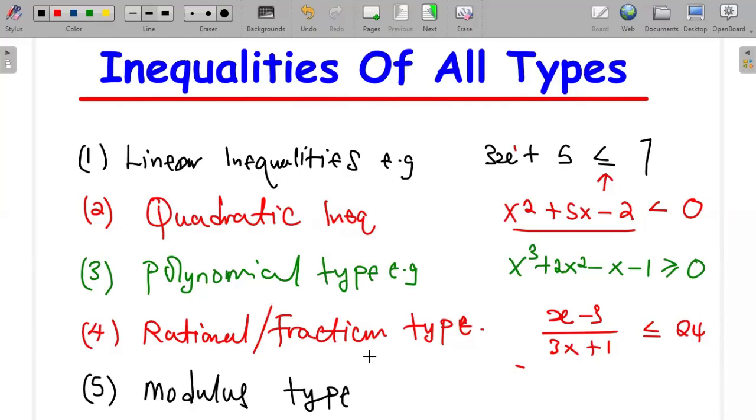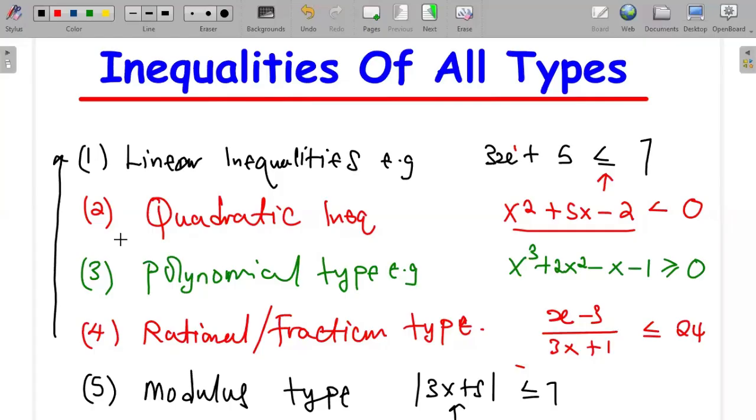Modulus type simply means you've just added the absolute values or the bars to whatever inequality that you have. So if, for example, I get this, then I say bars 3x plus 5 bars less than 7, then this one here becomes a linear modulus inequality. If I put the modulus here, this will be a quadratic modulus inequality. If I put the bars here, it will be a polynomial modulus type inequality. If I put the bars there, it will be a rational modulus type inequality. So the modulus one works on all these four types of inequalities.